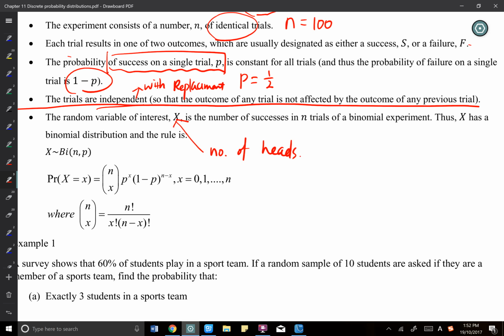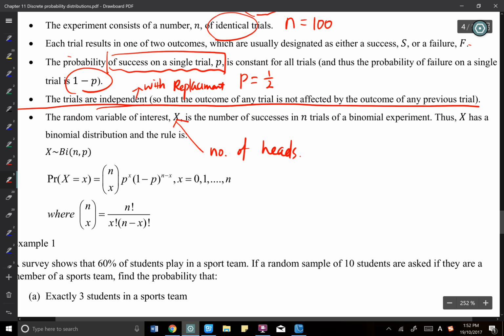Well, what can x be? X could be 0, 1, 2, 3, 4 until 100, right? I can toss it 100 times and get no head, really unlucky, but possible. One head, not really easy to get, but possible. And if I toss 100 heads, not that possible, but it's still possible. So x is the number of heads I could get from 100 tosses, so that's 0 to 100. We can take all those 101 values. And the number of trials n is 100.